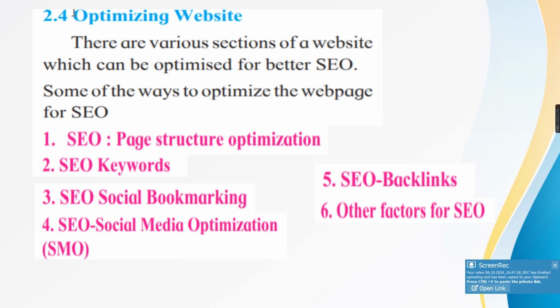In the previous video we discussed the introduction of search engine optimization and its need to make a website popular. Today we will study how to optimize a website by following the ways of on-page SEO and off-page SEO. So let's begin. There are various sections of a website which can be optimized for better search engine optimization. Okay, so there are a total of 6 ways.